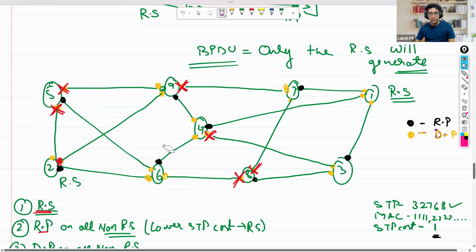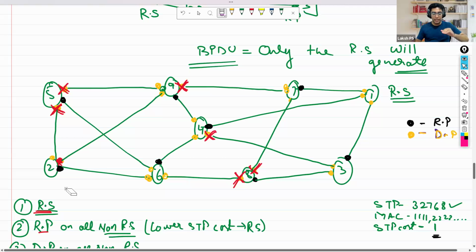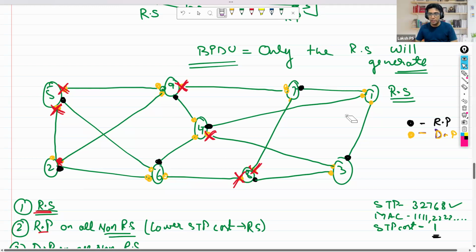Similarly, as and when there are elections between multiple switches, whichever switch has a lower MAC starts becoming the root switch one by one, and only that switch's BPDU will be flowing across. Eventually it boils down to switch number 1. Switch number 1 is responsible for sending the BPDU, and other switches will just forward that BPDU to other switches.